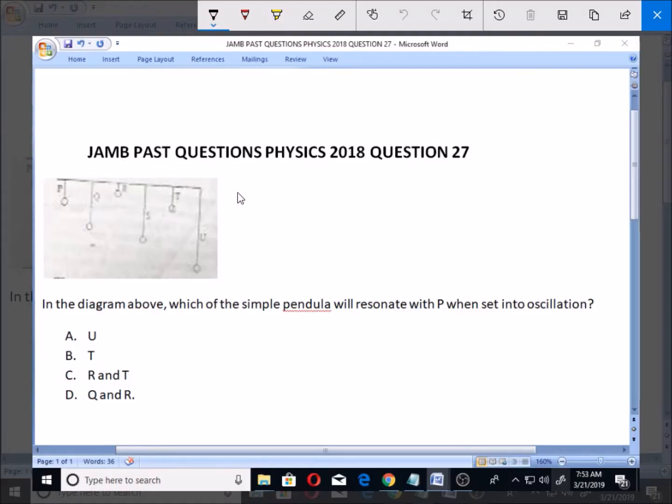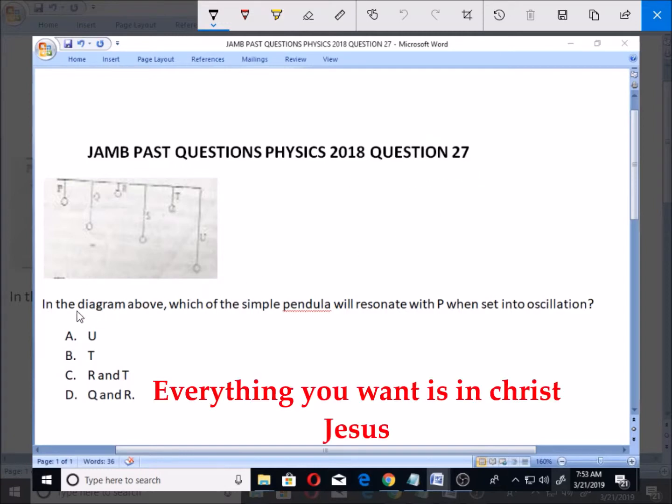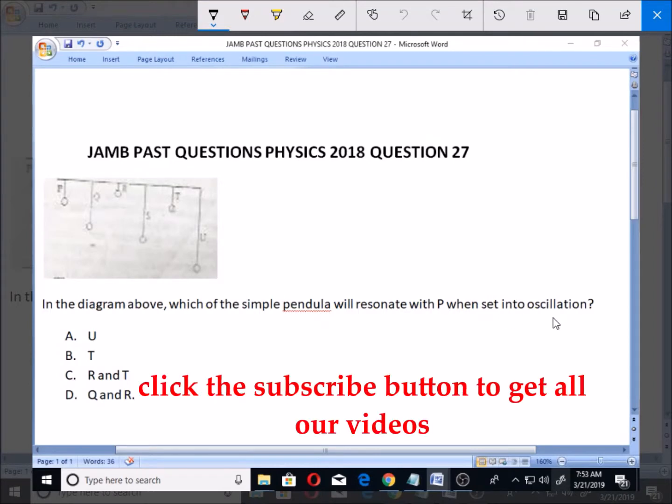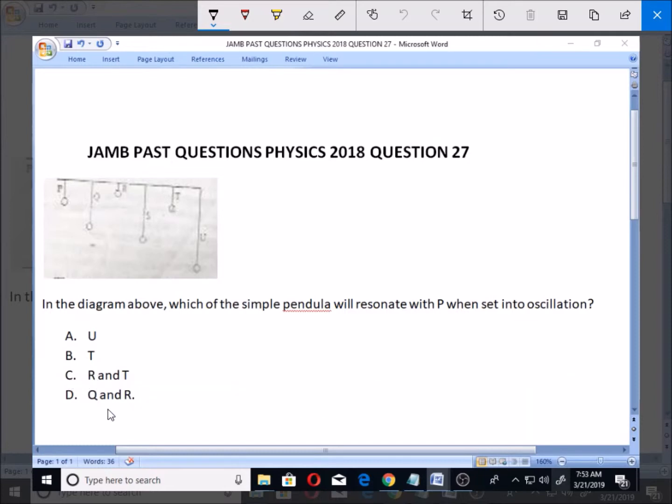Welcome. Let's look at this JAMB past question, Physics 2018, question number 27. In the diagram above, which of the simple pendula will resonate with P when set into oscillation? A. U, B. T, C. R and T, D. Q and R.